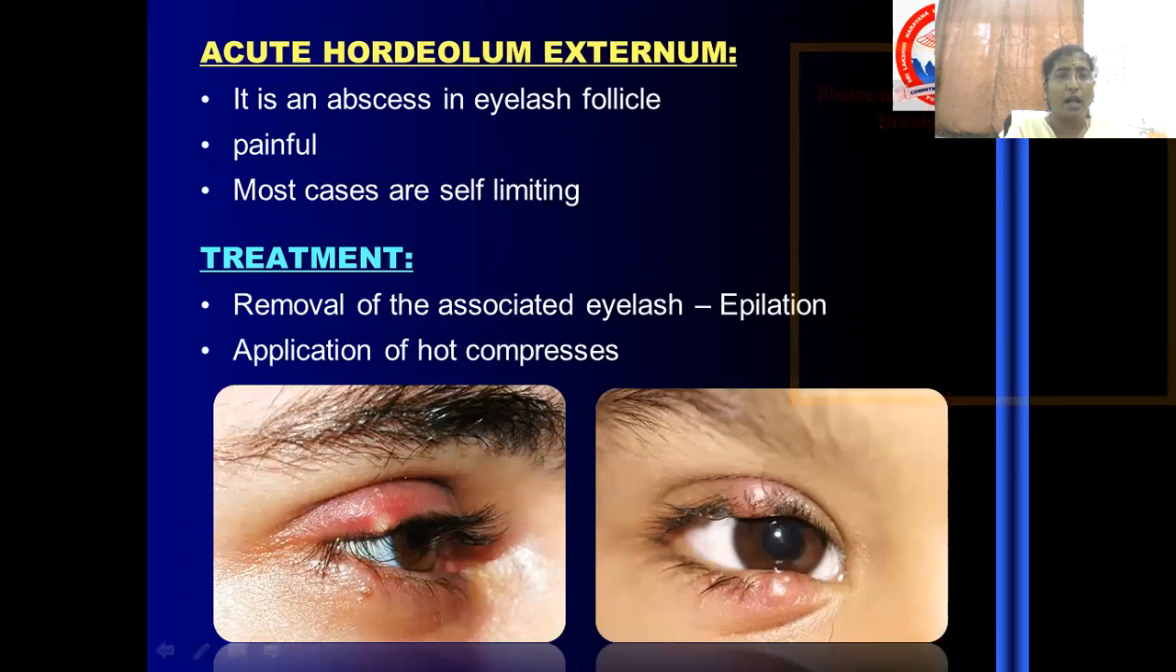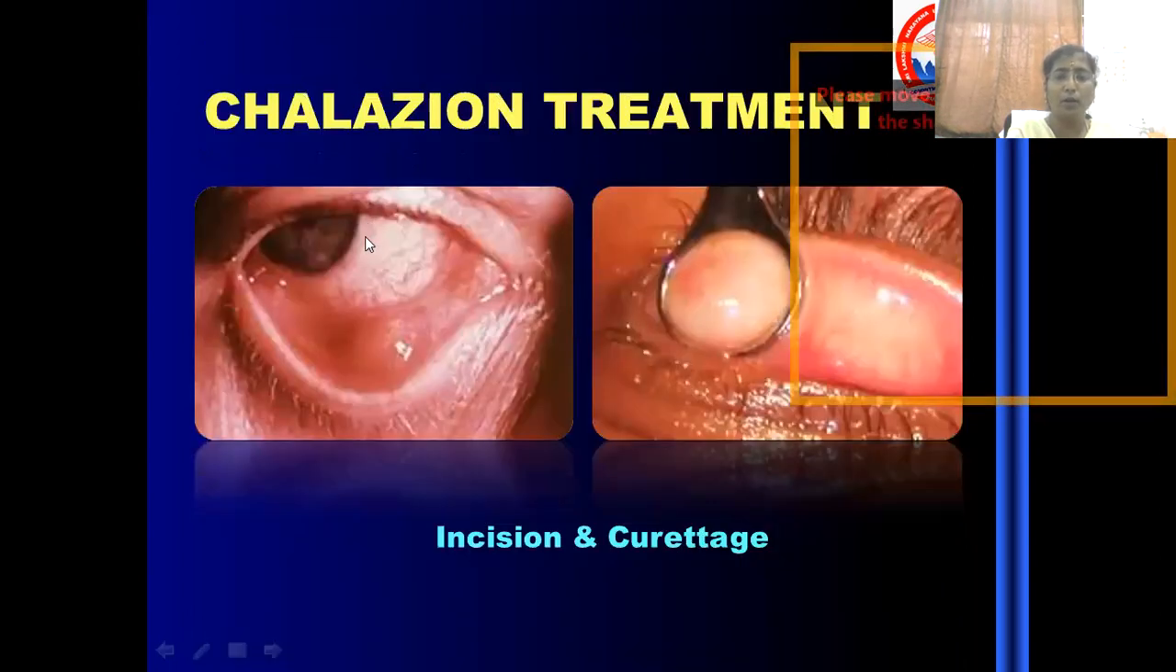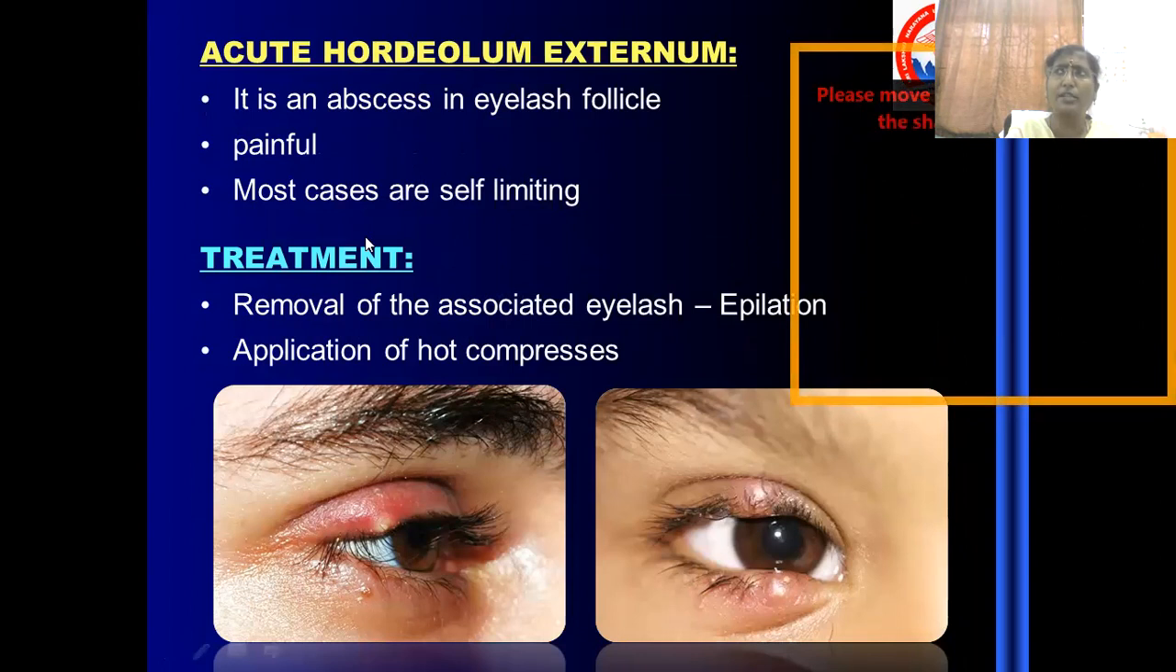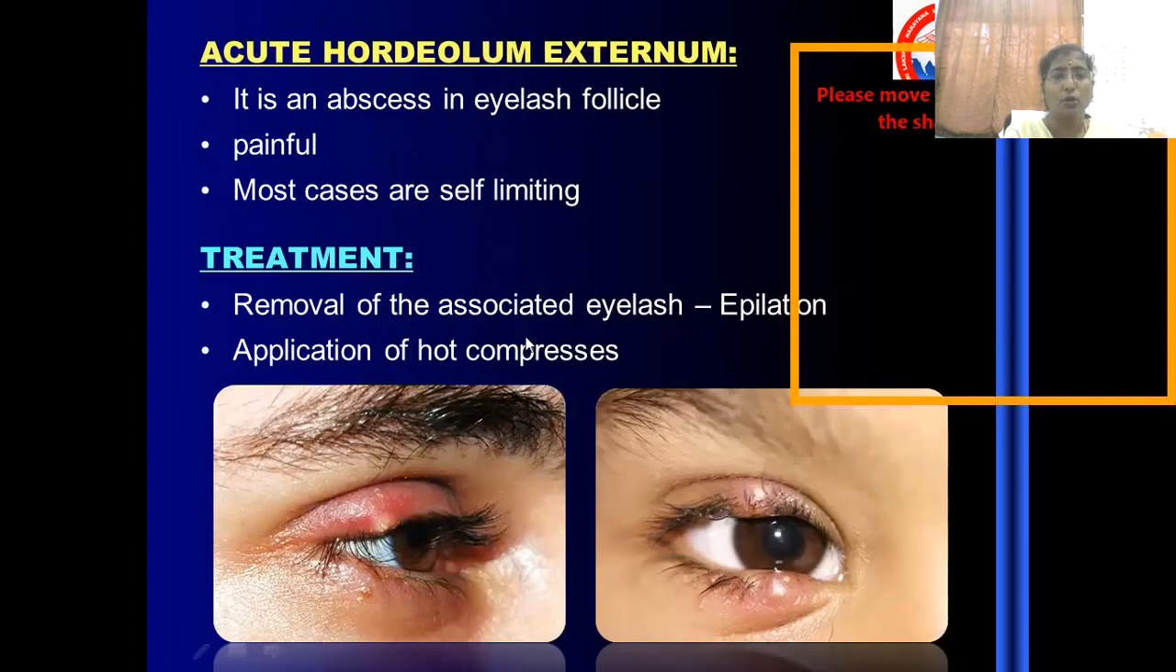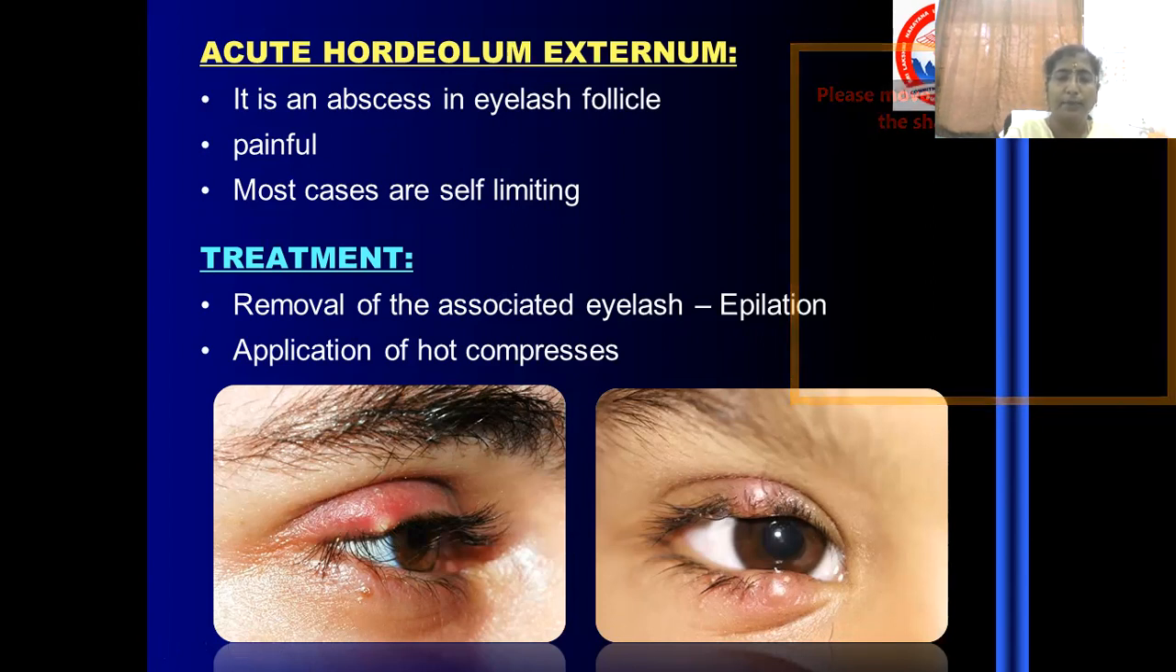Acute hordeolum externum is an abscess in the eyelash follicle, and in most cases it is self-limiting. Treatment is removal of the associated eyelash, which is called epilation, and application of hot compresses. Hot compresses also help to let out the pus which has collected, and there is pus pointing with the eyelash. So epilation gives way for the pus to come out.